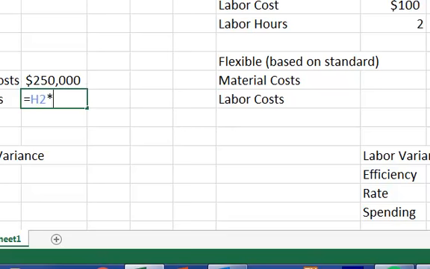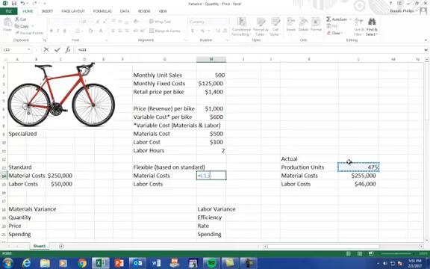Now, based upon what we actually produce, our budget should vary slightly. Okay, so if I produce only 475 bikes, then my material cost should be $237,500, and then my labor costs should be $47,500. And you see here we have differences.